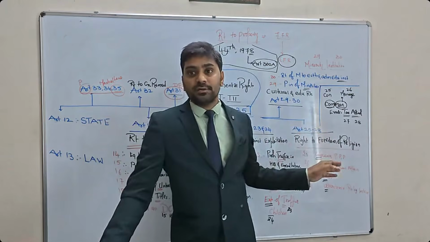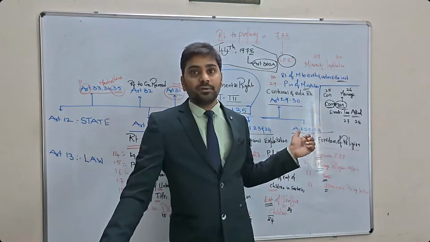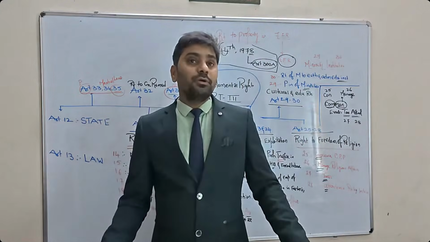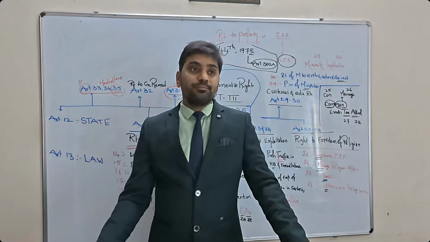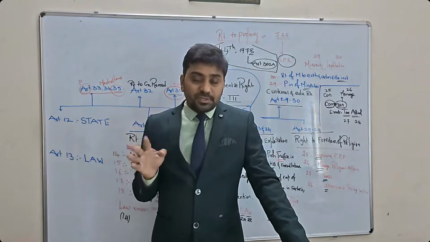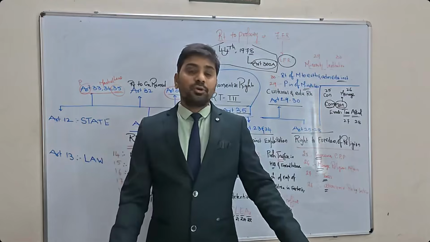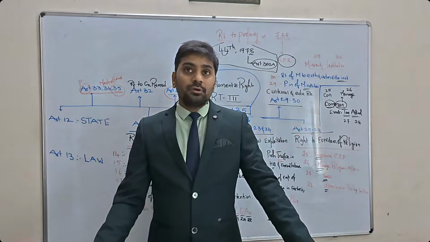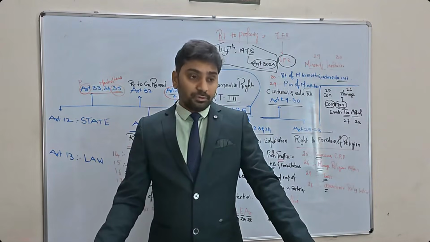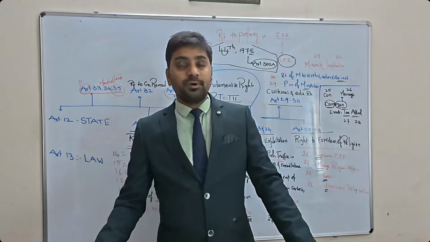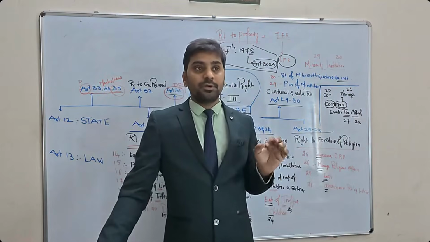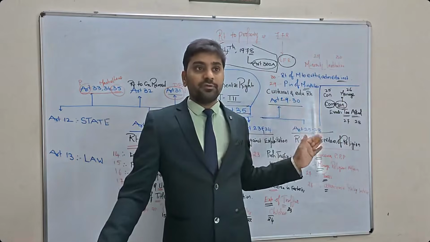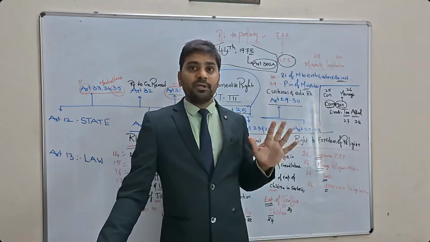So the next articles, exploitation, means Article 23 and 24, right against exploitation. Now, 23 speaks about traffic children: prohibition of trafficking in human beings and forced labor or begar. So trafficking అనేది prohibition చేస్తున్నాం. Prohibition of employment of children. Traffic children అయిపోతుంది.